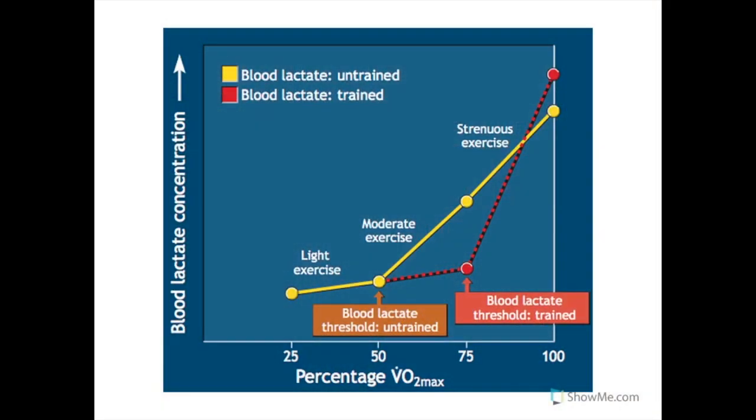In this first graph here, you can see that if you are in an untrained state, as you start exercising more and more along your VO2 max, you get to a point where suddenly lactate starts to rise above its baseline concentration. But as you undergo training and you improve, you can continue to maintain exercise to a higher percentage of your VO2 max before your lactate level rises.